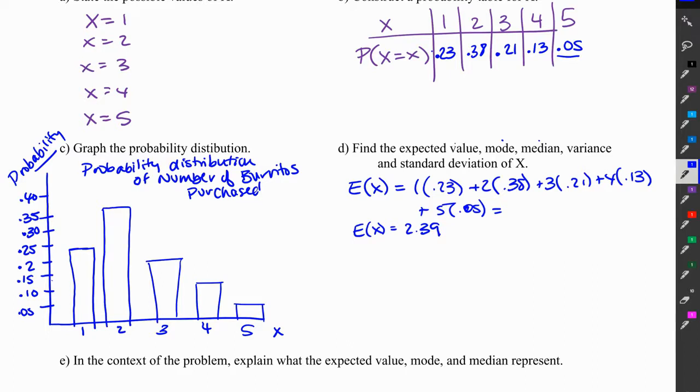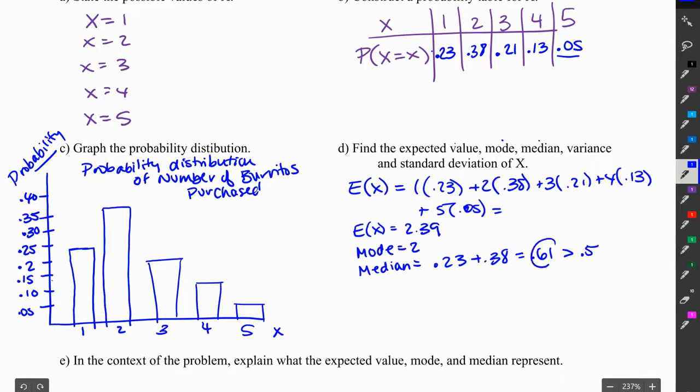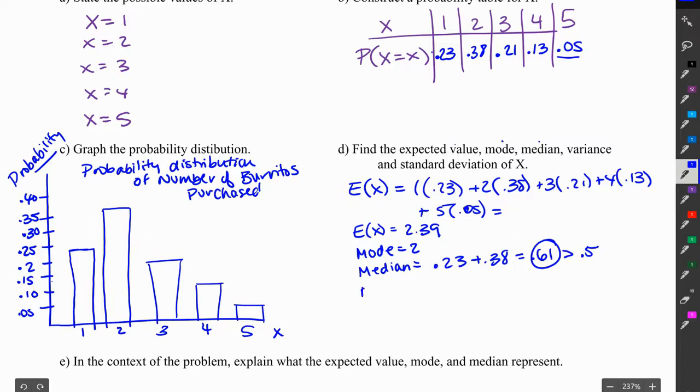The mode, the highest probability is 2. The median, so we start adding up. So 0.23 is not more than a half, so then we'll add 0.38, which is 0.61. Since that is greater than a half, that means that we've hit our threshold, so that means that the median is also 2.